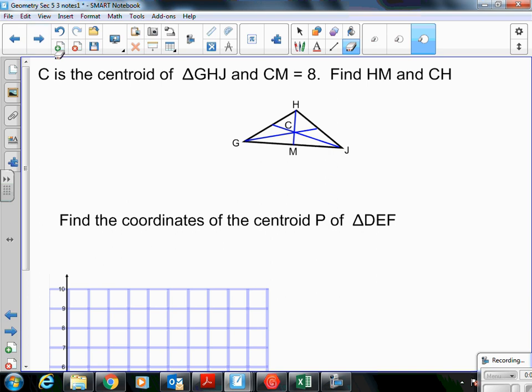So this example says C is the centroid of triangle GHJ, and CM is equal to 8. Find HM and CH. So we know that from C to M, it's a distance of 8.